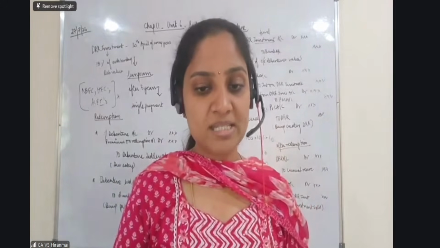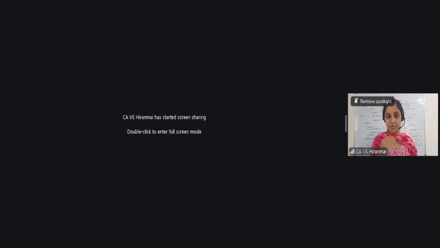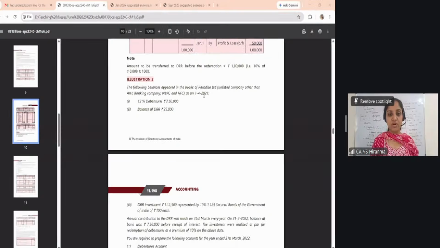Now all of you please see this particular question that you are going to do. Illustration number 2, the following balances already appeared in the books of Paradise Limited. Unlisted company other than AIFI, banking company, NBFC, HFC. That means it is a normal company. The normal company means you should remember that two conditions are applicable. What are the two conditions? Create a DRR, create a DRR investment account.